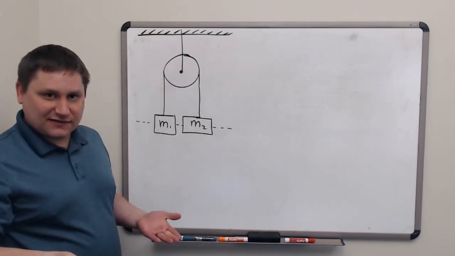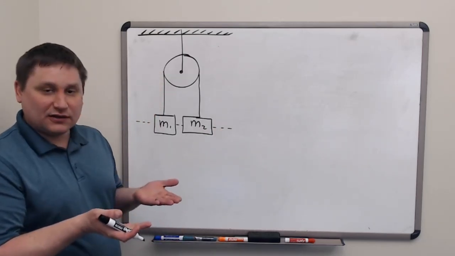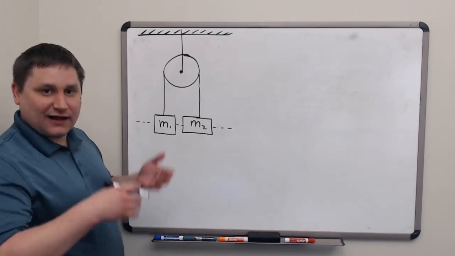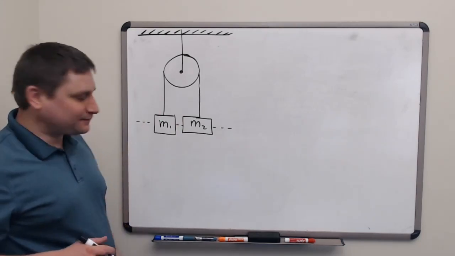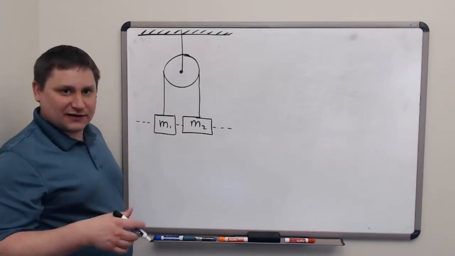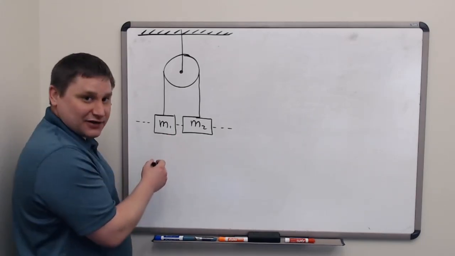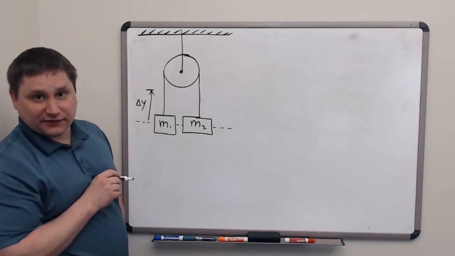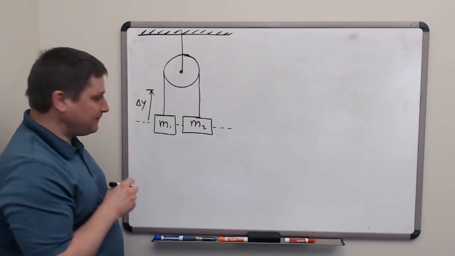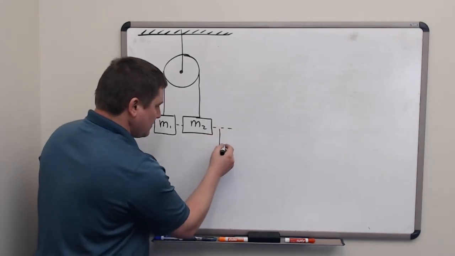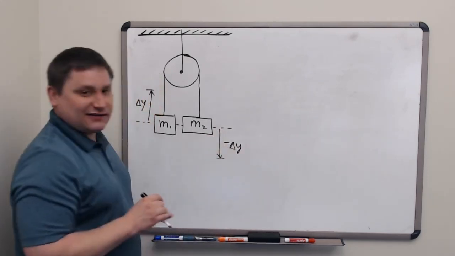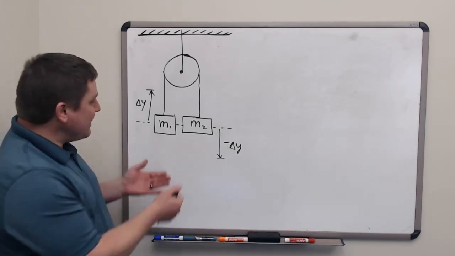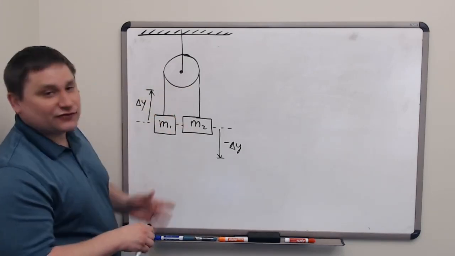Say that both masses begin at rest at an equal level. They're then let go, and one of the masses slides up while the other one slides down. Let's assume for the purpose of the diagram that mass 2 is heavier and mass 1 moves up after it's released by an amount delta y, and mass 2 moves down by an amount negative delta y. The 2 masses have to move in unison because the string has a constant length.